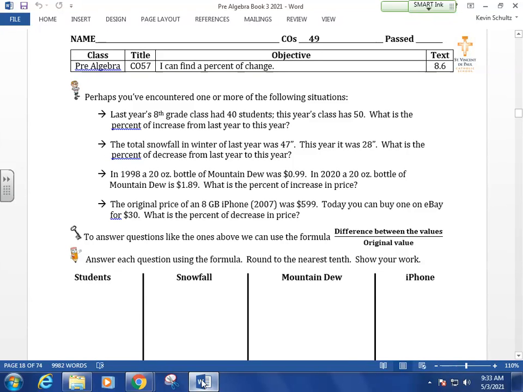Hello and good day, pre-algebra. Going over our final objective of the unit, CO57, finding a percent of change.